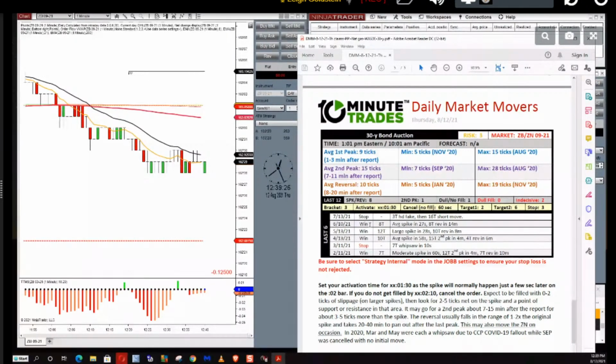Now, you have to look at that WASD trade, and we are seeing pretty fast markets. WASD by nature, however, is a pretty fast trade.